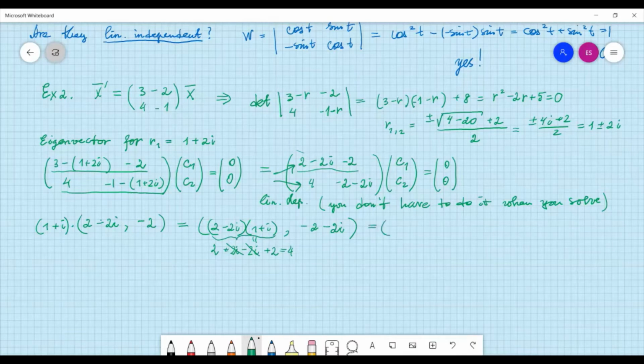So we do have that if we multiply this row number 1 by this complex number, we get row number 2. Why am I doing this? To show you that these are linearly dependent. So you can use either row number 1 or row number 2 to actually continue the solution. Minus 2 minus 2i. I will use row number 1, so I'm going to circle it.